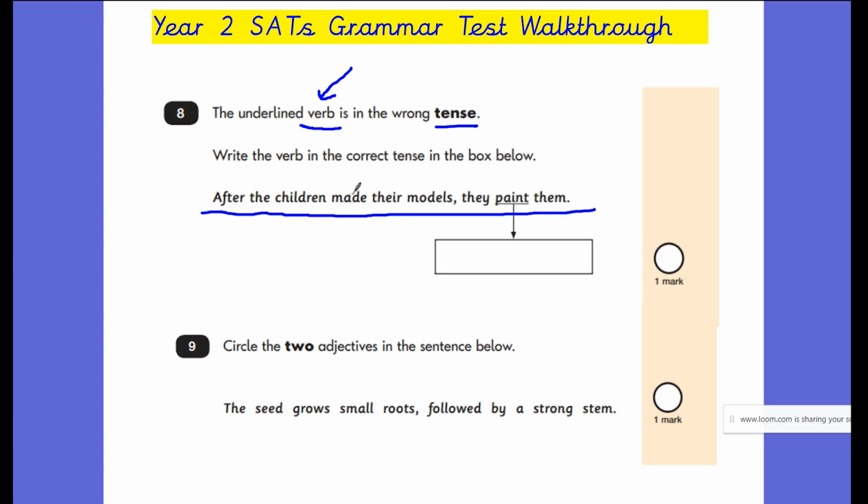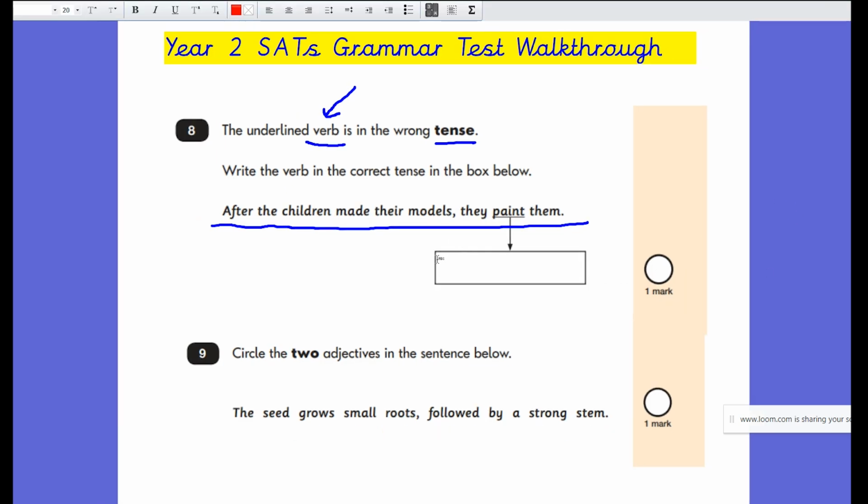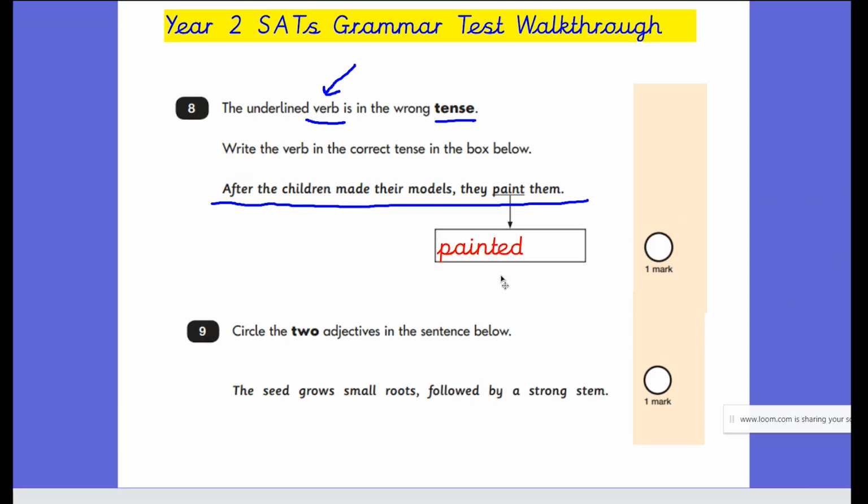So, after the children made their models, they paint them. So this word is in the wrong tense. How can we write it so it's now in the right tense? So it should be written in the past tense. After the children made their models, they painted them. So painted would be the correct answer.